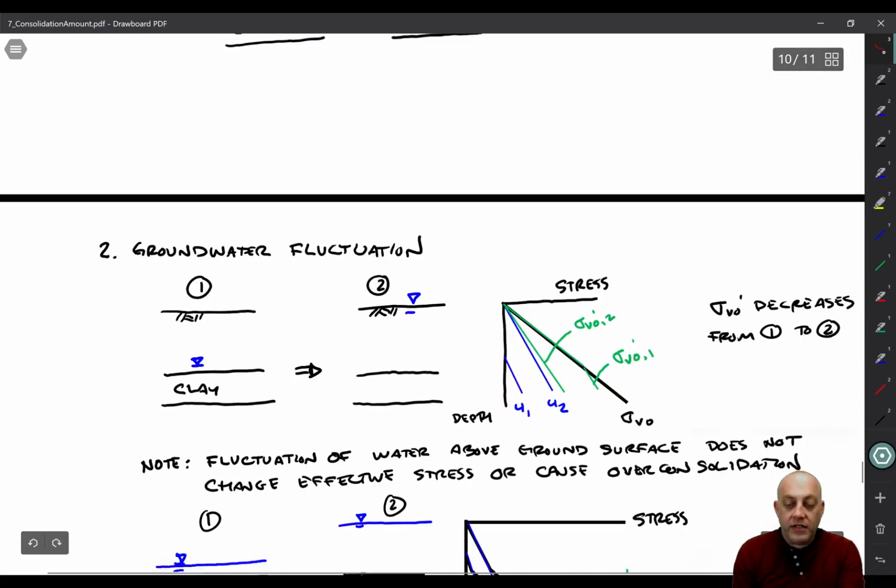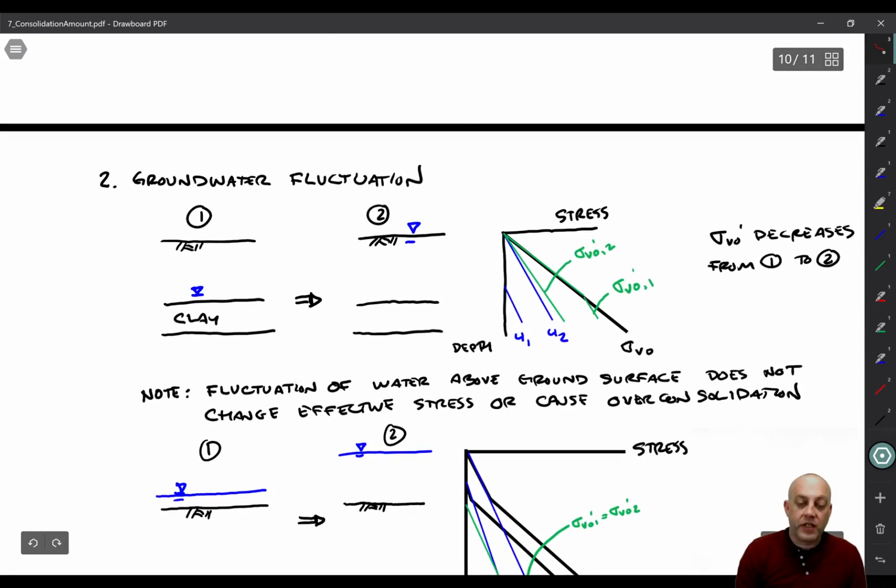All right, another cause is groundwater fluctuation. So let's say that we have a condition here, number one, the groundwater table is pretty deep. Then the clay gets consolidated under the effective stress condition here for that deep groundwater table. Then in number two, the water table moves right up to the surface. All right, and what that does is reduce the effective stress in the clay, because now the pore pressure has gone up, right? The water table's gone up, so pore pressure has gone up. And then I'm going to assume the total stress has stayed the same, right? So the total unit weight's the same.